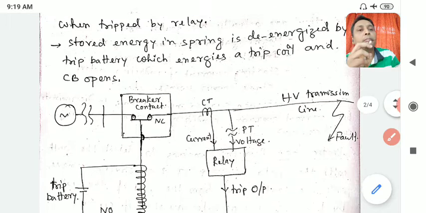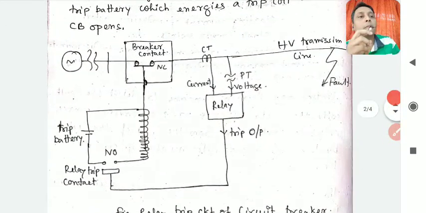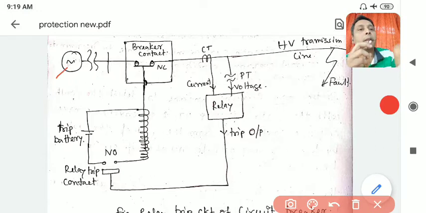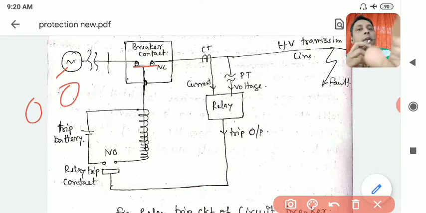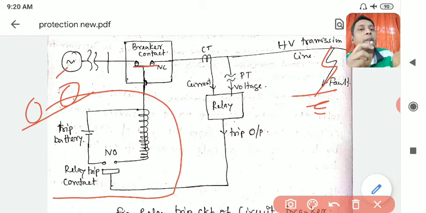If you see this diagram, you will get a clearer idea. Suppose there is a generator and a breaker, which is NC. There are two contact points and it is always connected, touching. There is a CT and PT. There is a fault here, touching ground. The relay is sensing through the CT and PT, and there is a trip coil. This entire zone is your trip circuit. There is a battery connection, and there is a coil.